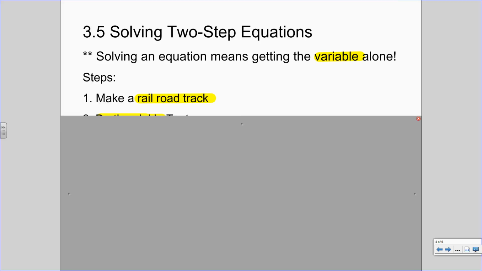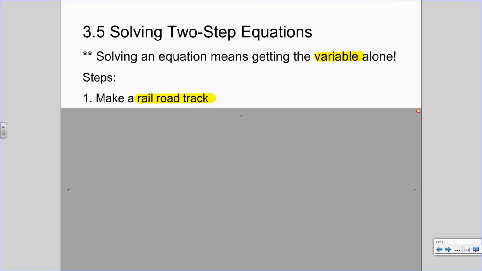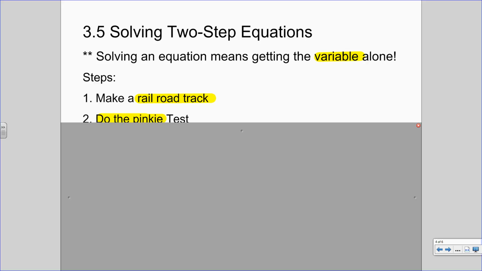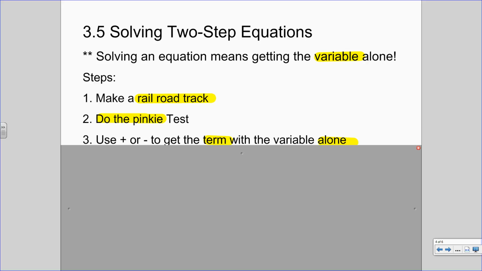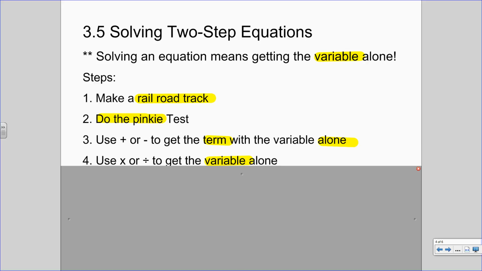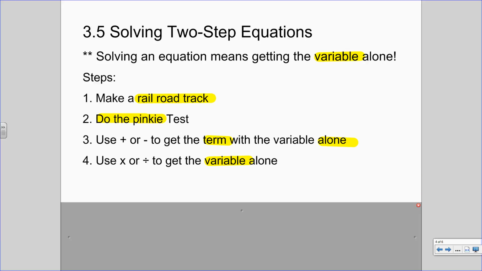And the steps you're going to use to follow that is, number one, you're going to make railroad tracks or teeter-totter, we kind of call it either one. Then you're going to do your pinky test to find the variable. And then you're always going to use addition or subtraction to get the term with the variable alone. And finally, you'll use multiplication or division to get the actual variable by itself.